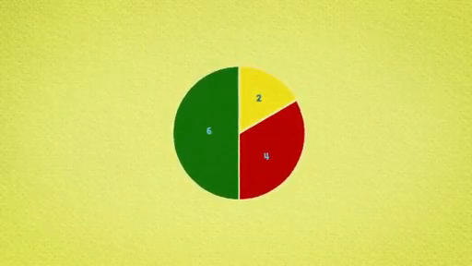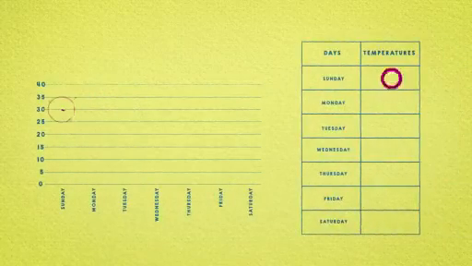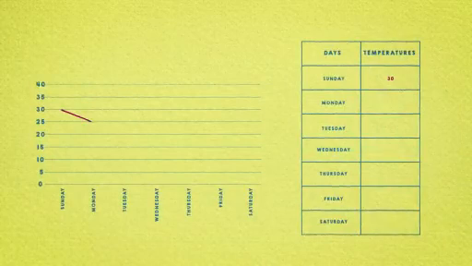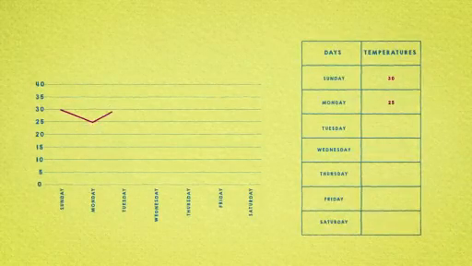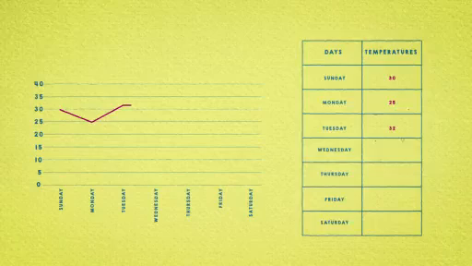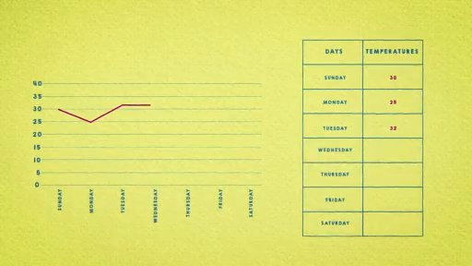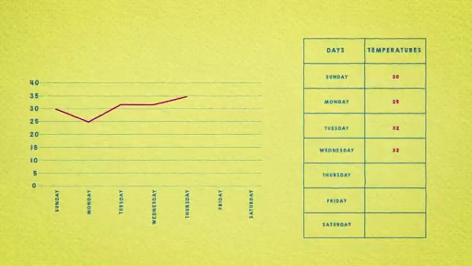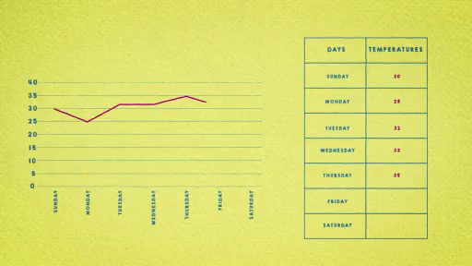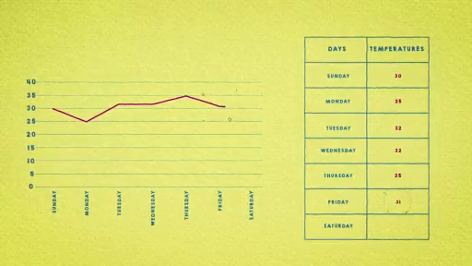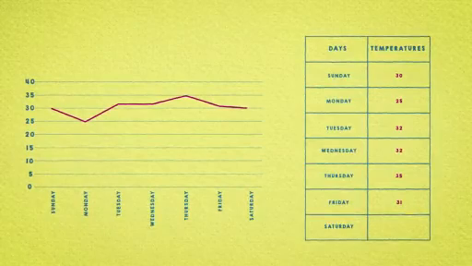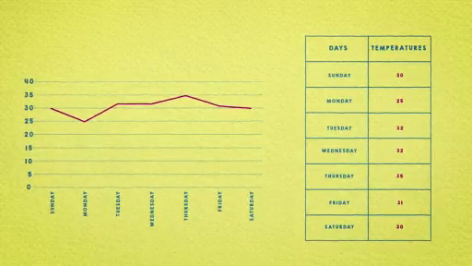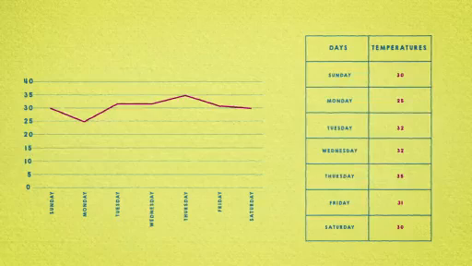Let's try drawing another type of graph, a line graph. The weather forecaster has been keeping a record of the temperatures this week. On Sunday, it was 30 degrees Celsius. On Monday, it fell to 25 degrees Celsius. Then on Tuesday, it went up to 32 degrees Celsius. On Wednesday, it stayed the same, 32 degrees Celsius. And on Thursday, it went higher to 35 degrees Celsius. On Friday, it cooled down again to 31 degrees Celsius, and by Saturday, it was back to where the week started at 30 degrees Celsius.